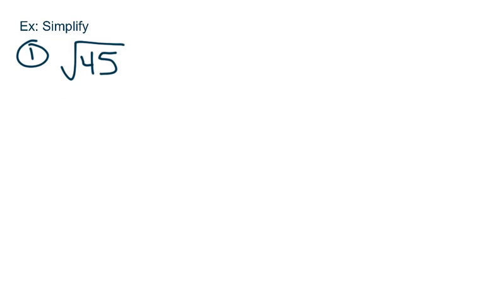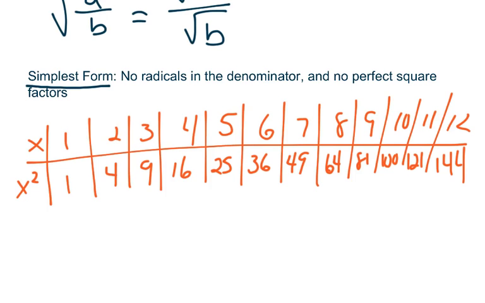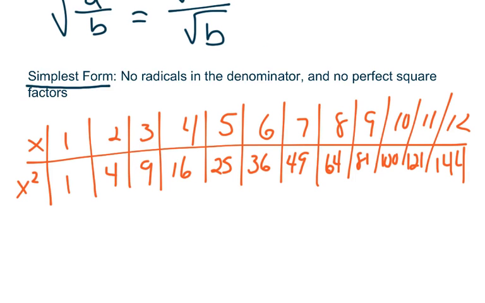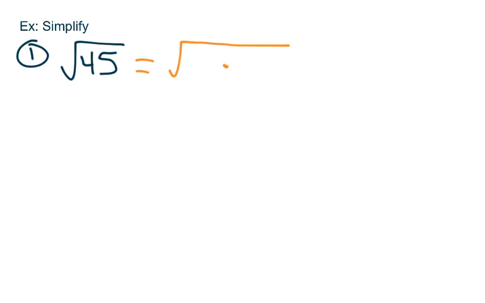Okay, so let's go back. Square root of 45. Obviously, 45 is not in our chart. It would be right in here, but it's not a perfect square. Then the question becomes, is it divisible by one? Can we write it as a product of a number, one being a perfect square, the other one might not be. 45, if you go back to your table, 45 is divisible by 9. Okay, that would be 9 times 5.